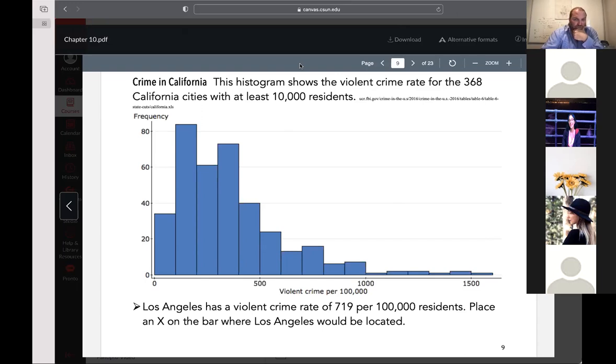Which bar is Los Angeles in? The 7th one? 1, 2, 3, 4, 5, 6, 7. This one here? Well, let's think about it. What number's right there? That's 600. And what number's right there? 700. So it should be the following one after. So Los Angeles is somewhere in this one. Agreed? Yes. Okay.